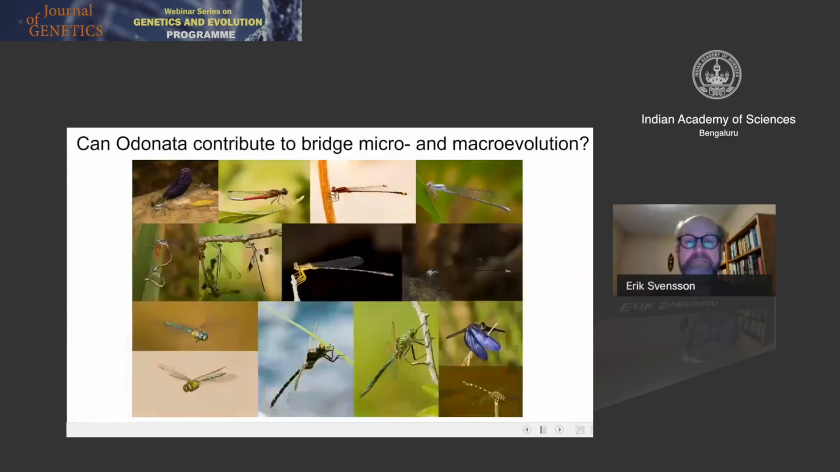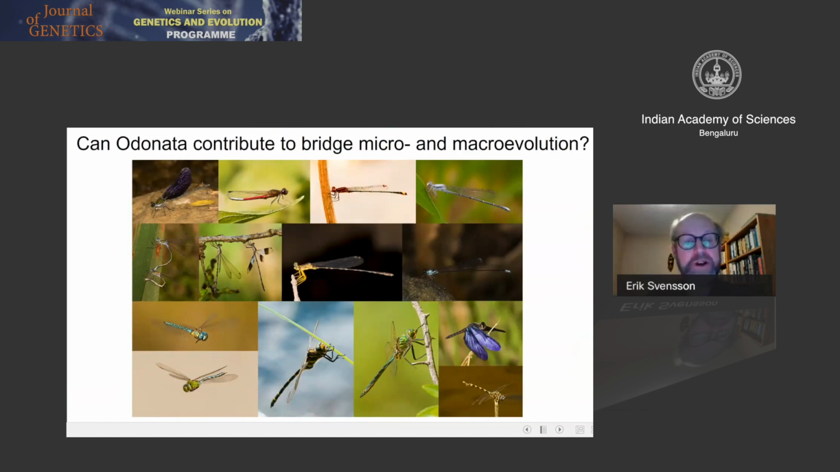And obviously, I'm biased in the sense that I think the group of insects I've been working on can have an important role and can also contribute to bridge micro and macro evolution. And the insects I work on here are Odonata, also known as dragonflies and damselflies, two suborders. And you recognize them, they mainly differ, dragonflies being larger, having their wings spread out when they rest, whereas damselflies typically have their wings closed above the abdomen.